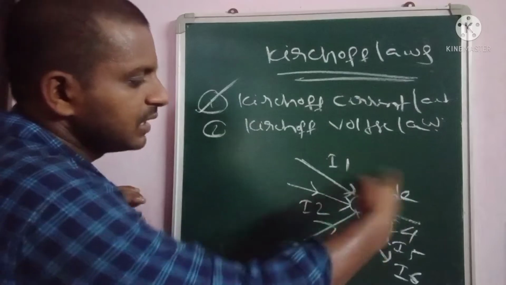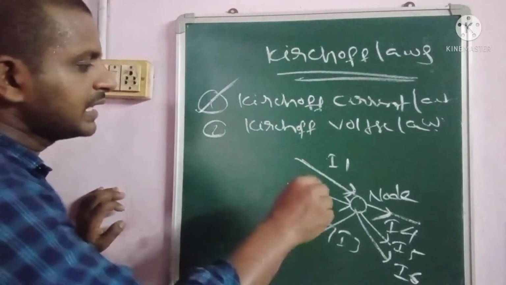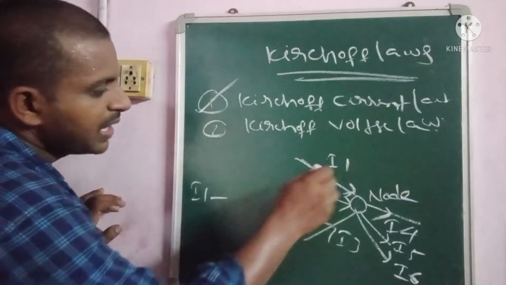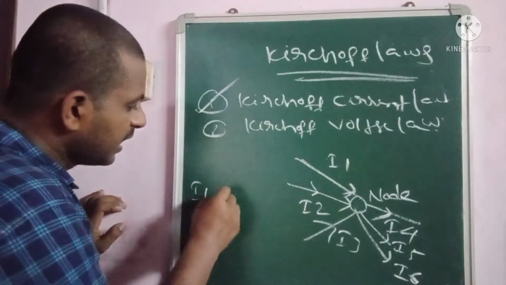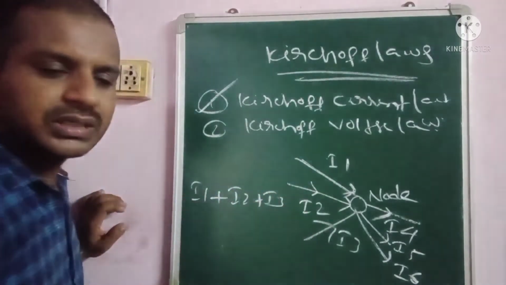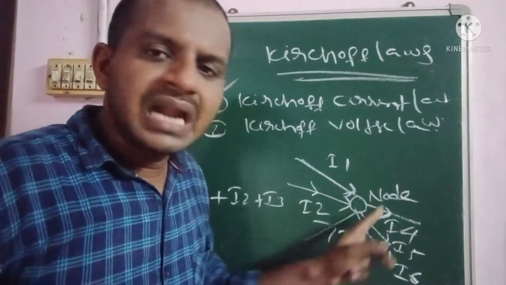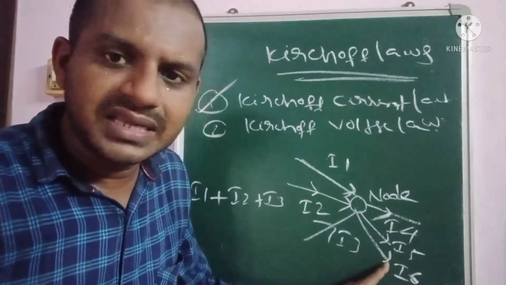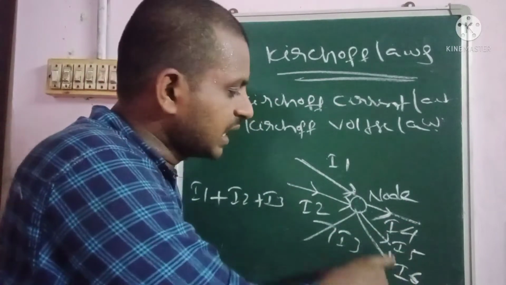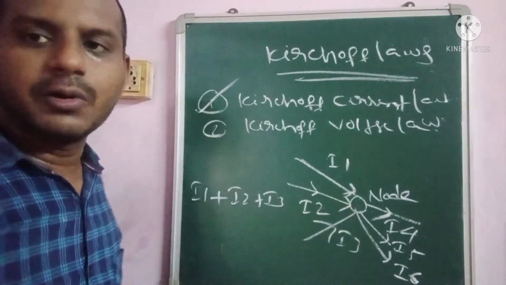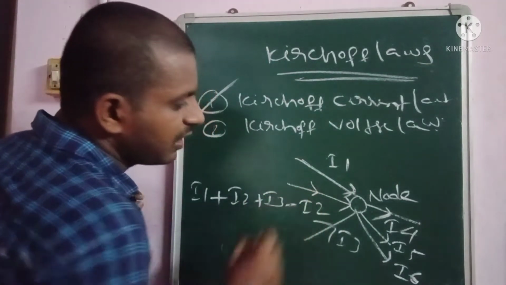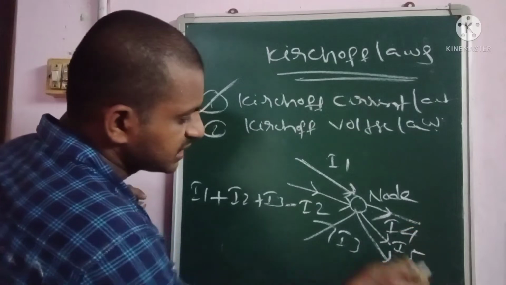From this diagram, we can draw the equation. The entering currents are I1, I2 and I3, all entering the node, so they are given as plus I1, plus I2, plus I3. Then the leaving currents from the particular node are I4, I5 and I6, which are given as minus.